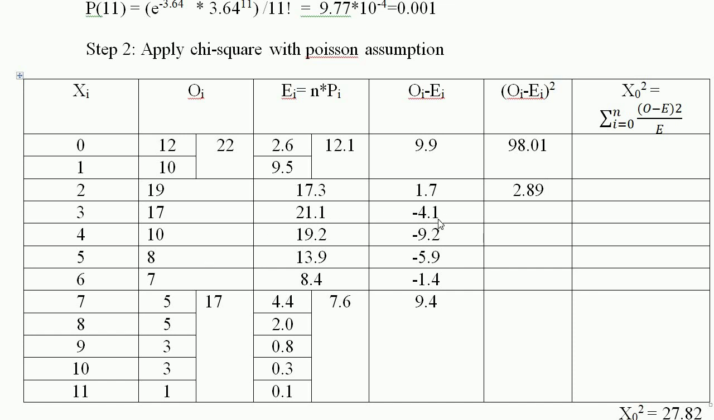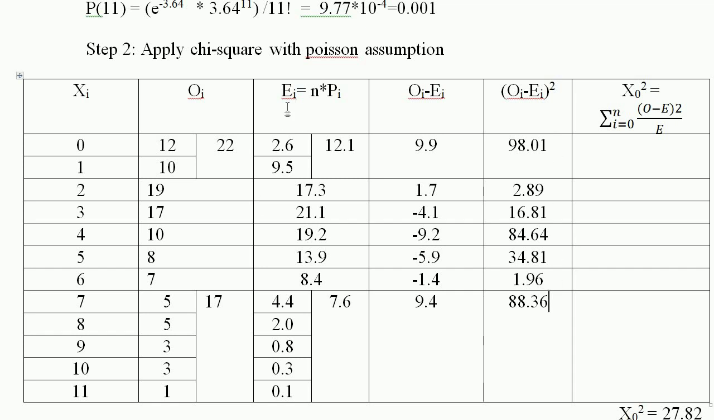Again, minus 4.1 squared: if I do the square, the negative value will become a positive value. The square of 4.1 is 16.81. Again, 9.2 squared is 84.64. Again, 5.9 squared is 34.81. 1.4 squared is 1.96. Again, 9.4 squared is 88.36. This is OI minus EI whole square.